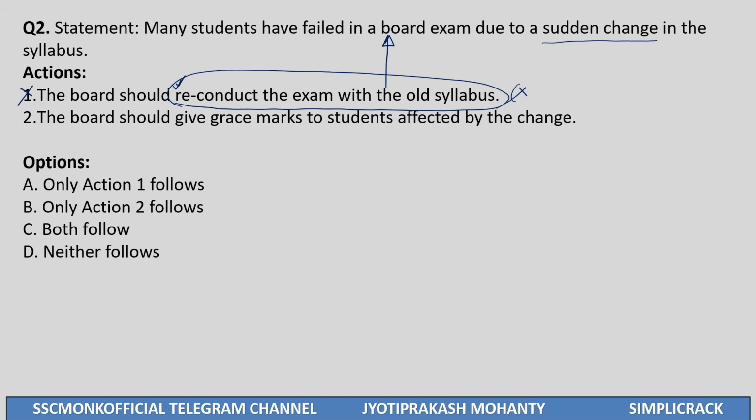But let's check out action 2. Board should give grace marks to students affected by the change. Now in this particular course of action, it seems practical. Yes, grace marks should be given because of the change in syllabus, and it will ensure that students are not affected, so students will pass. So this seems the right course of action, and because of that action 2 will follow. Clear? Yes or no?